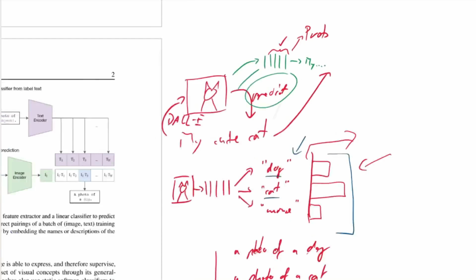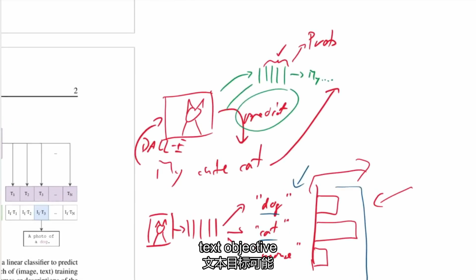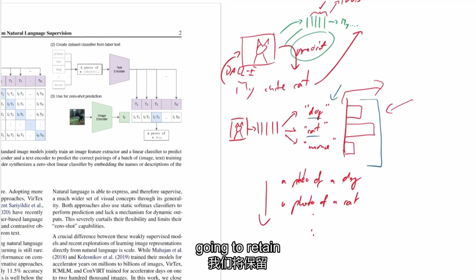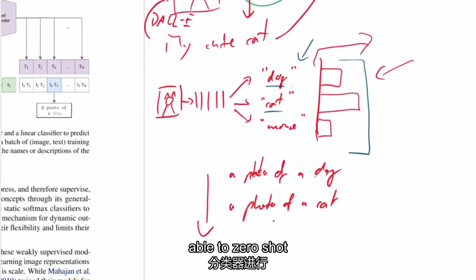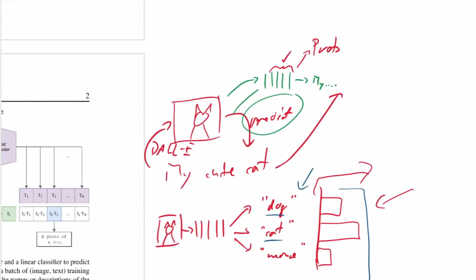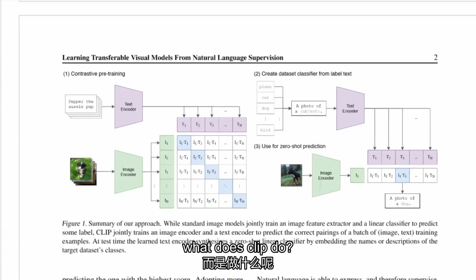But I said simply predicting text as an objective might not be good enough. So we're going to retain this property of being a zero-shot classifier, but we're going to switch out our task of how we get to such a model. So instead of predicting text, what does CLIP do?